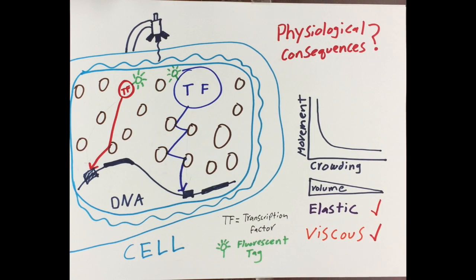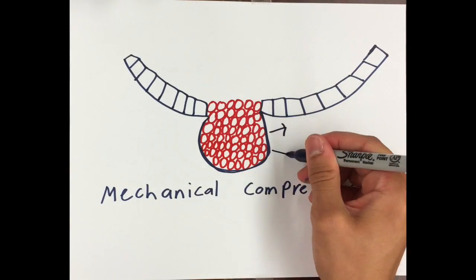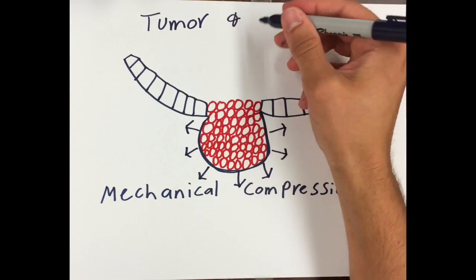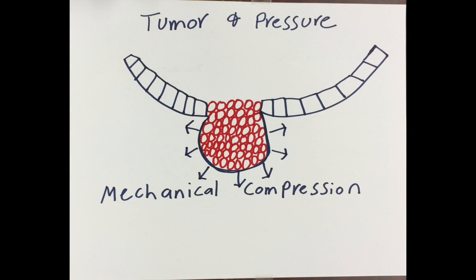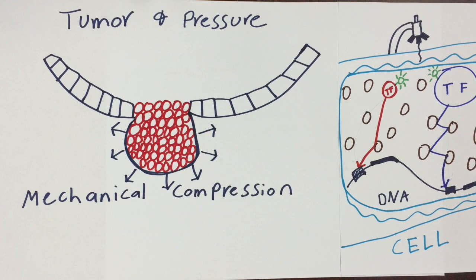One example of when cells may become more crowded is when they are mechanically compressed, for example, in a tumor. This process may lead to changes in reaction rates and gene expression. Remember our two transcription factors? For more information, see Morgan's talk on cancer, pressure, and cells.